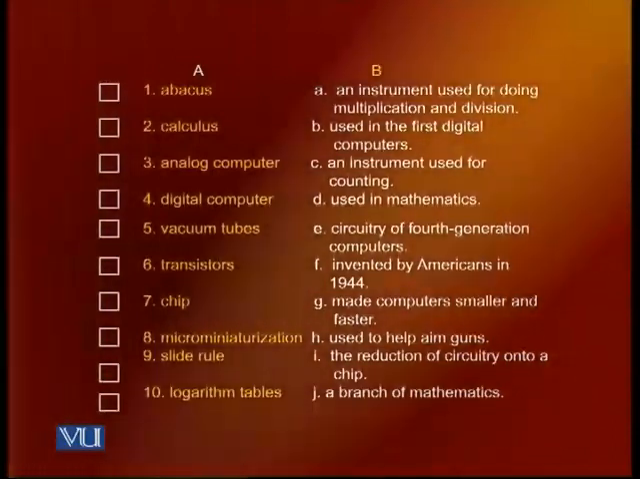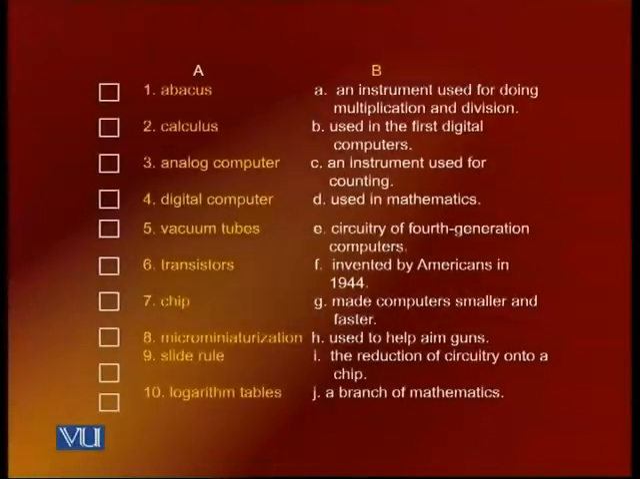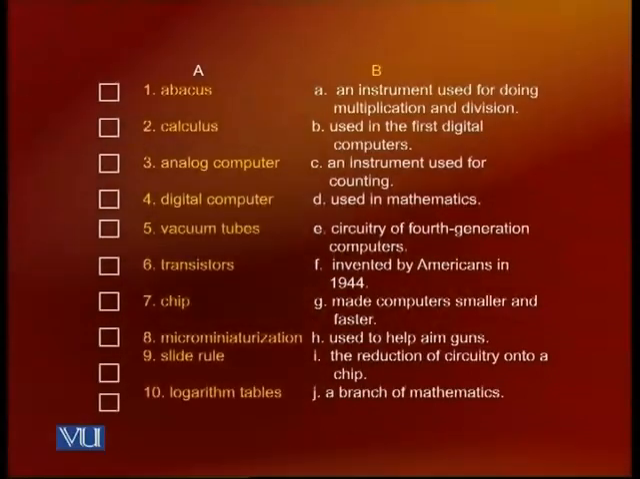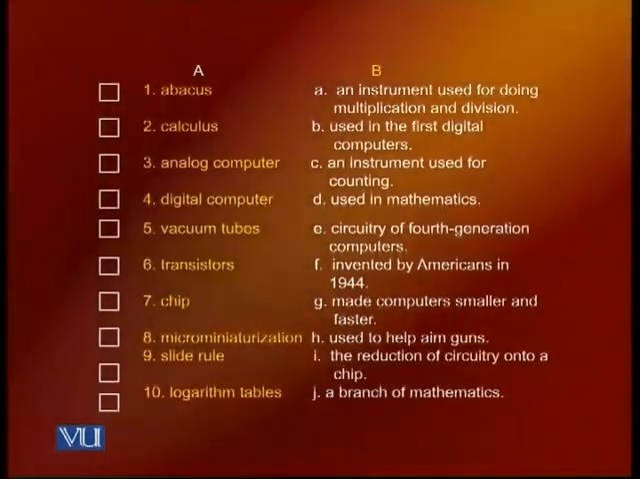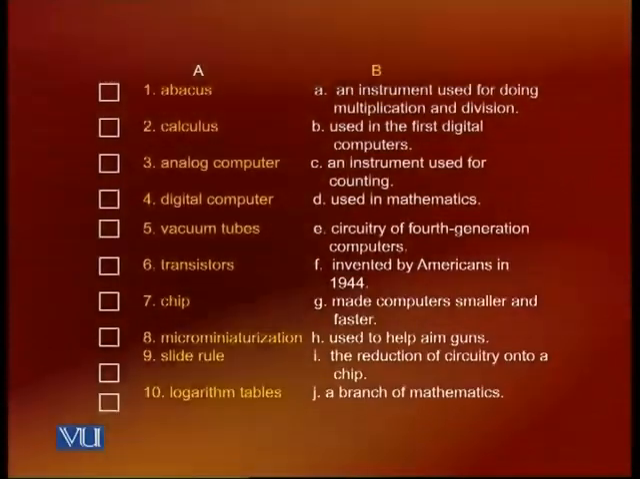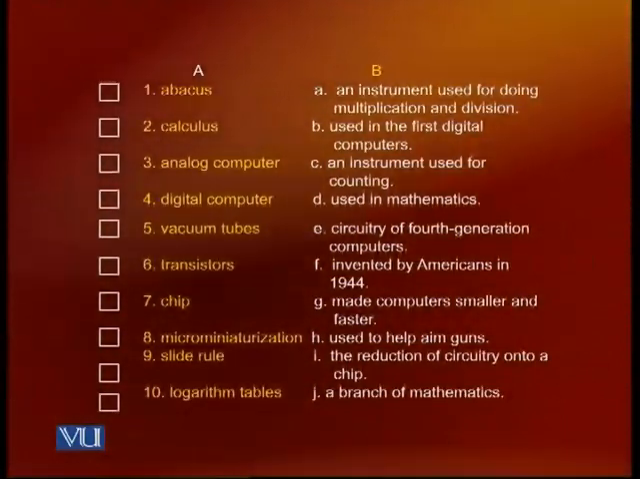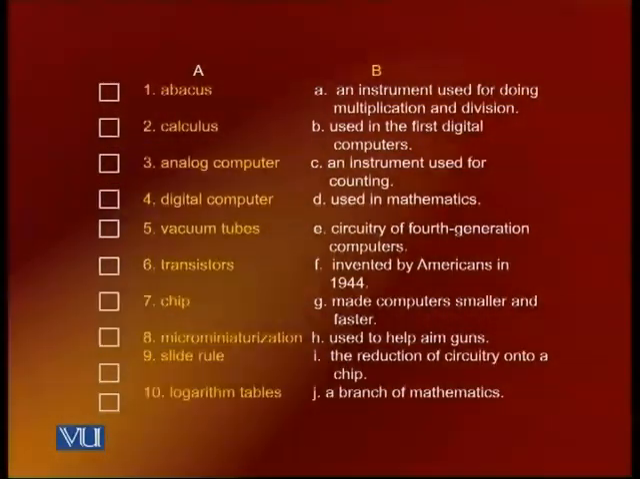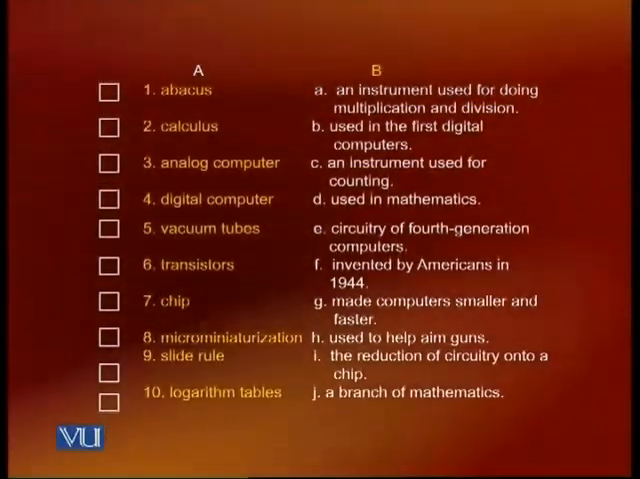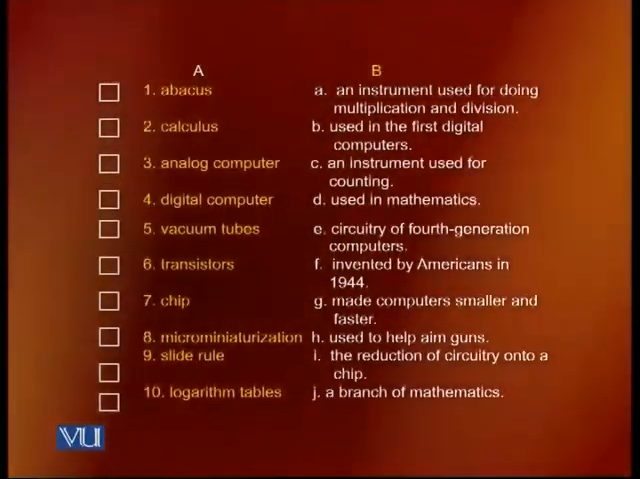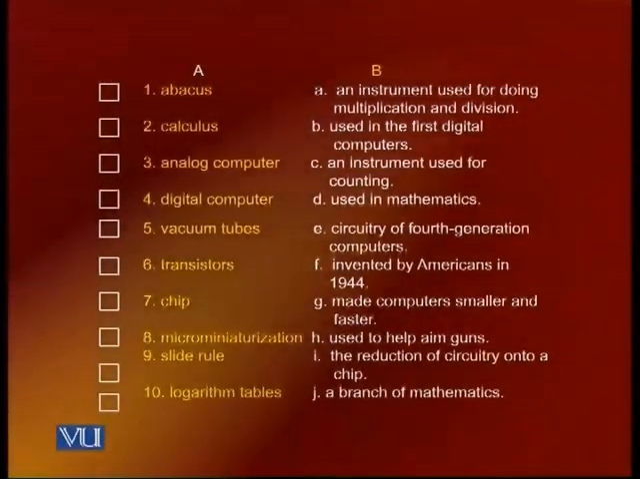You've done J, done the other one, so it has to be G. Transistors made computers smaller and faster. It was with the help of transistors that computers became smaller and faster. Number 7, chip. The word chip matches with E. Yes, it is E. Chip matches the phrase circuitry of 4th generation computers. Chips go with statement E.